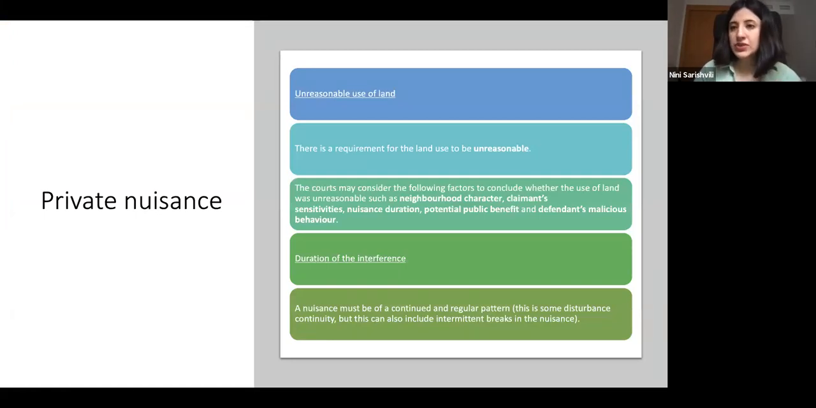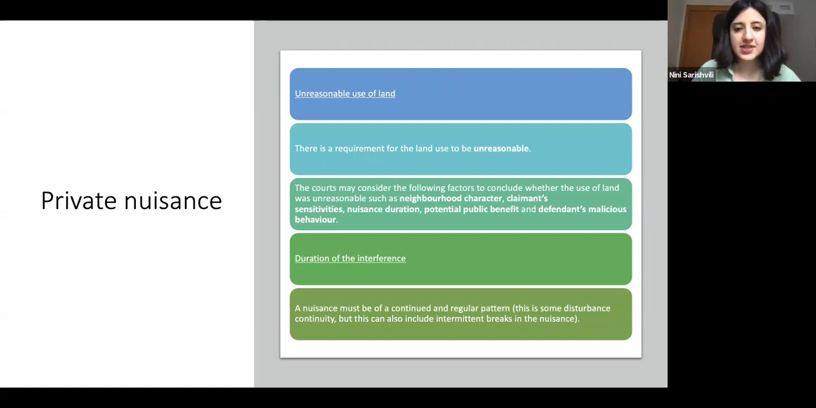Private nuisance should be unreasonable use of land. So, for example, if your neighbor is using the land reasonably and you claim that it is nuisance, your claim may not be approved because they are using the land reasonably. However, if they're doing something that could be characterized as unreasonable behavior and it is disturbing your enjoyment of your land, that could be private nuisance. So the key point here is that the use of the land must be unreasonable by the defendant.